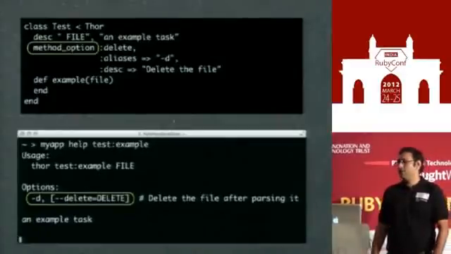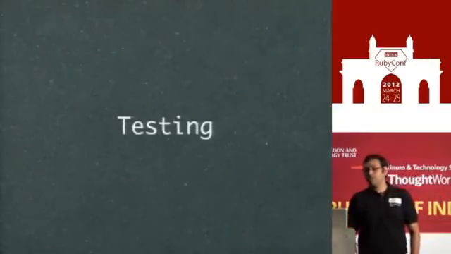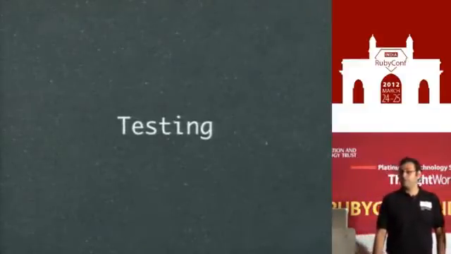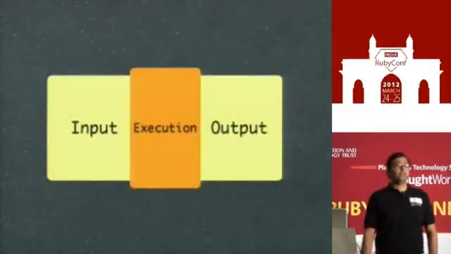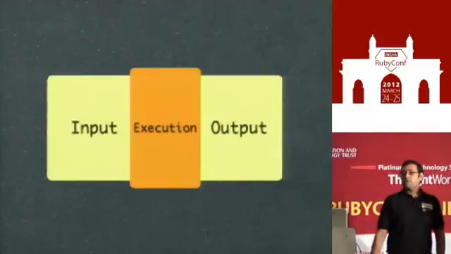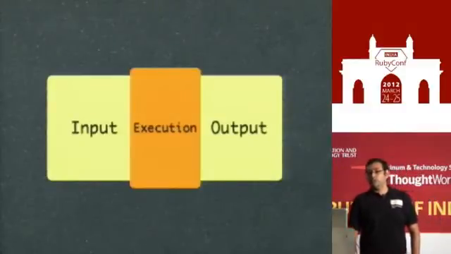So moving on to testing. We talked about the structure of a CLI app. We talked about what makes a CLI app good. We also talked about a few of the libraries for input parsing. So now how do we test the CLI app that we have written? Referring back to the structure that we saw a few slides back, a CLI app has an input, execution, output.